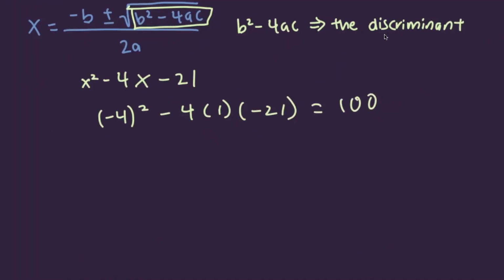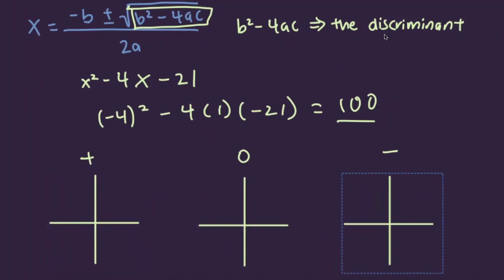Now, what's so important about the discriminant? Well, the value of the discriminant does not matter. What matters is the sign, whether it is positive, 0, or negative. So when the discriminant is positive, or when d is greater than 0, then the graph will look like this. This means that there are two real roots.